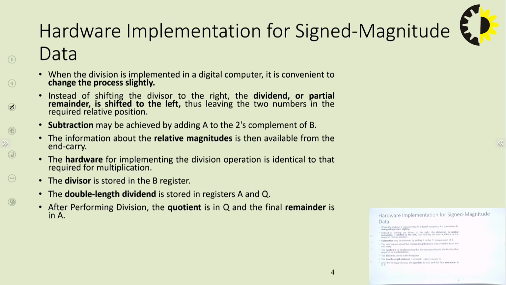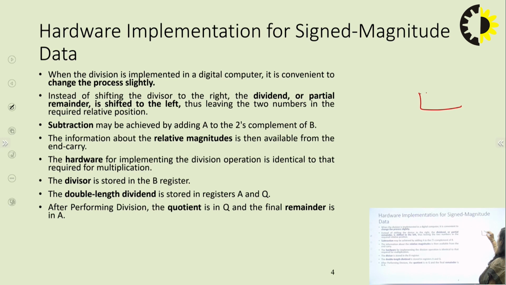Now, after that, subtraction may be achieved by adding a to the 2's complement of b. For subtraction, we are adding the 2's complement. The 2's complement of b is minus b. So, here we are subtracting only by taking the 2's complement of b and adding it to a. The information about the relative magnitude is then available from the end carry. And the hardware for implementing the division operation is identical to that required for multiplication.